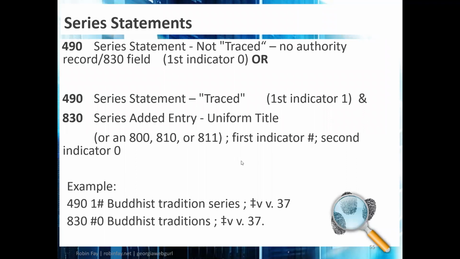Series statements, I talked a little bit about the 440 being obsolete. So if the 440 is obsolete, what do you do? Well, if the 440 is obsolete, then you would create a 490 and an 830 pair. Your 830 is what the 490 is, and then you would just look at the 490. For 440, you would just sort of make the same field twice. That'd be the easiest way to deal with that.